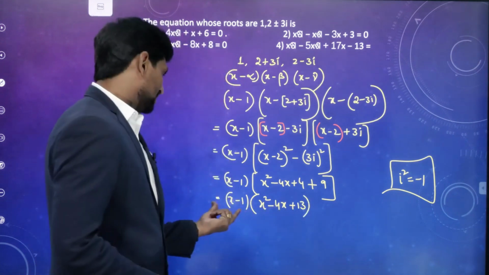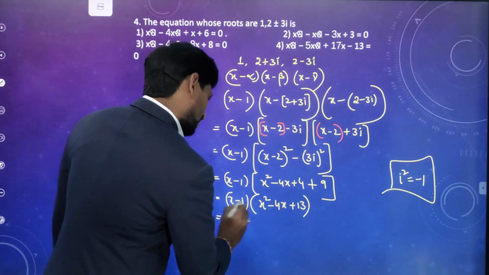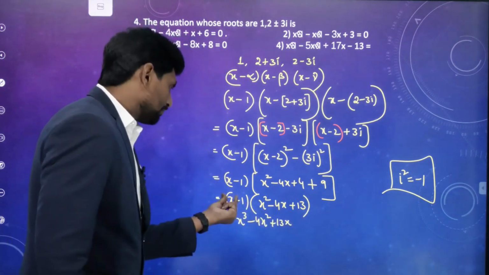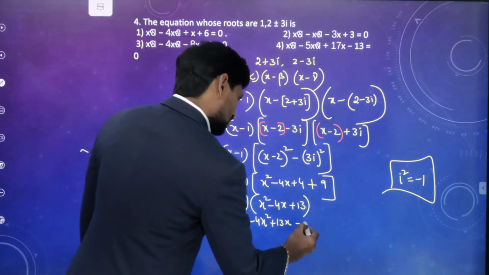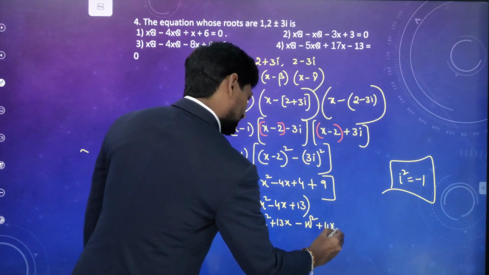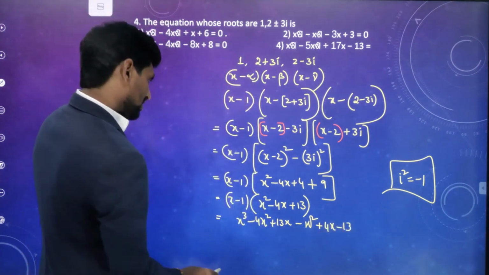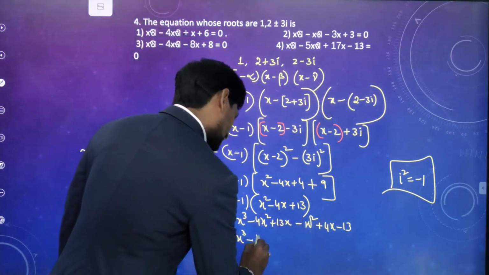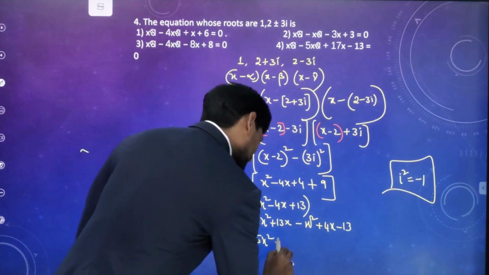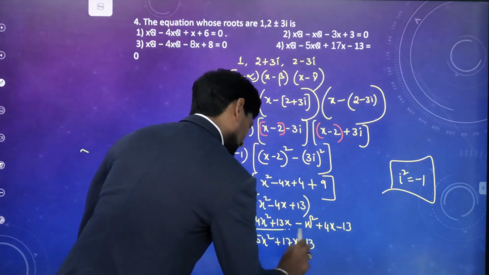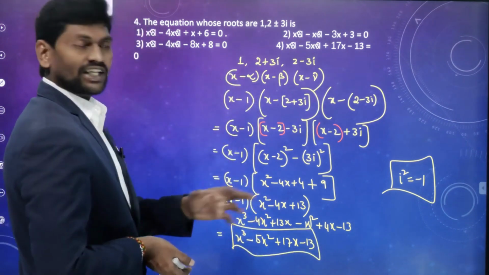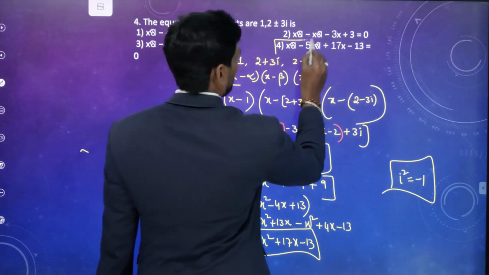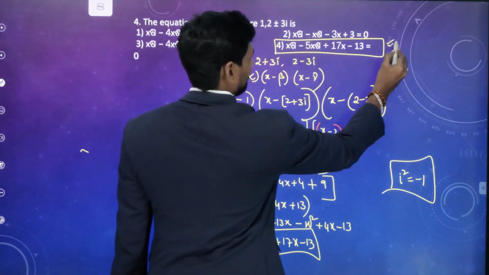I am just multiplying directly this binomial with the trinomial. So x square into x gives x cube minus 4x square plus 13x. That means these three terms I am multiplying with x. Now I have to multiply with minus 1, so minus x square plus 4x minus 13. Now identify the like terms. So x cube is a single term, not a like term here. Minus 4x square minus x square is minus 5x square. 13x plus 4x is 17x, and minus 13. So this is our required answer: x cube minus 5x square plus 17x minus 13.